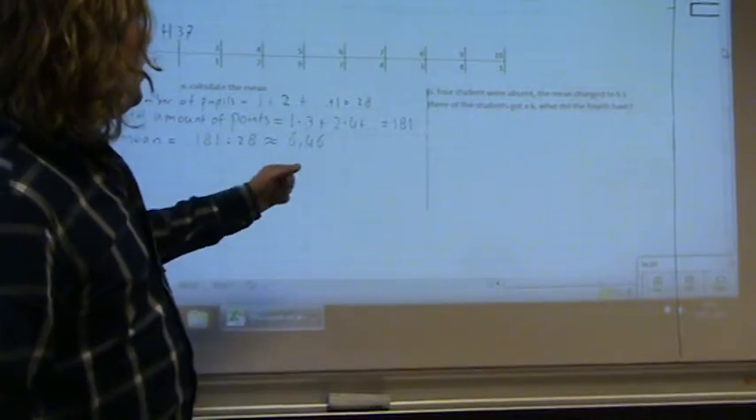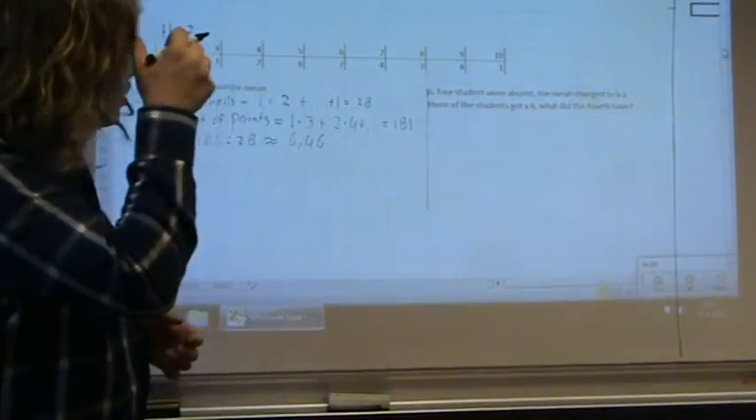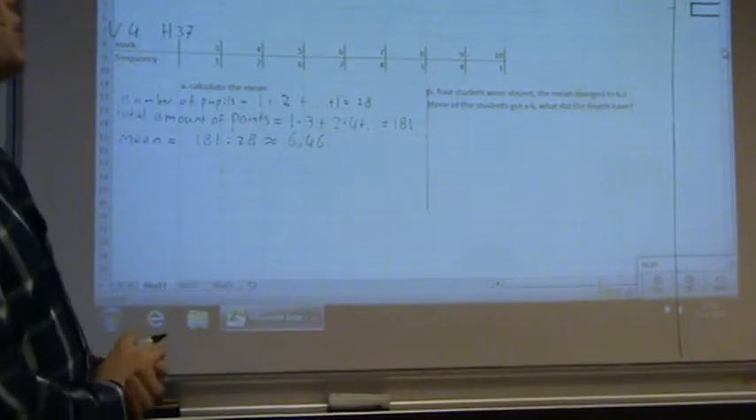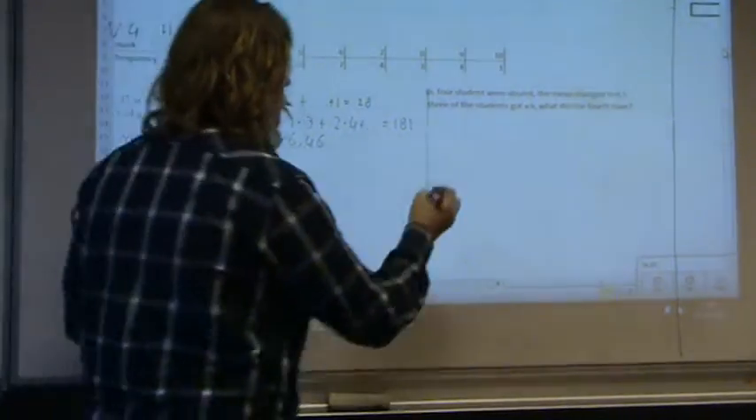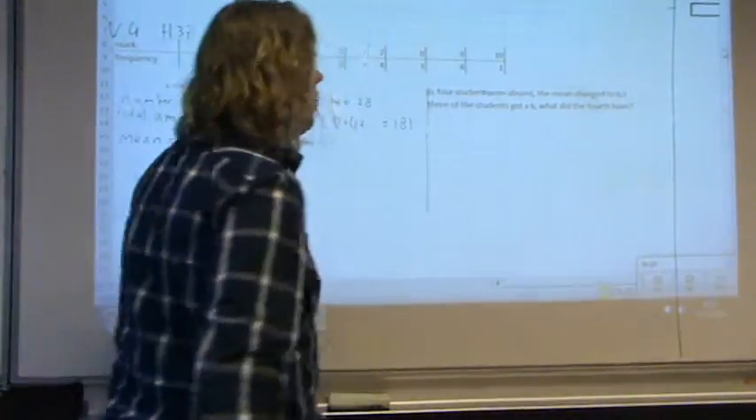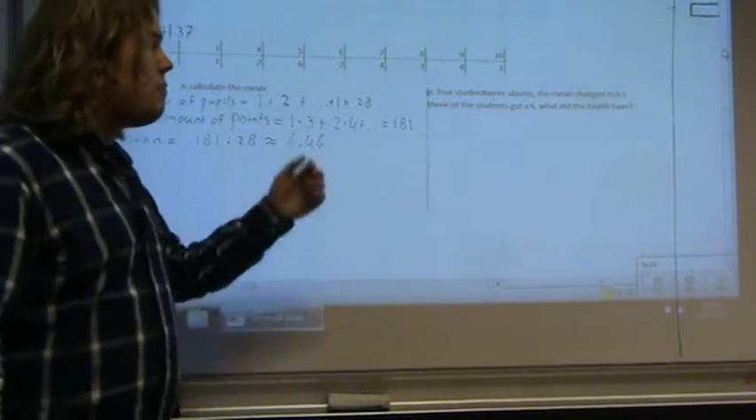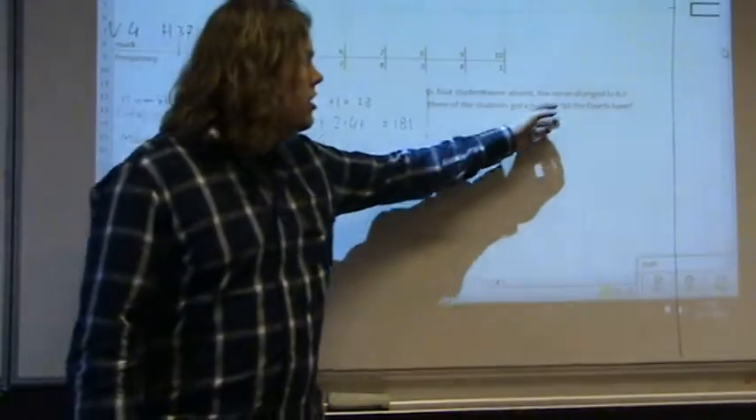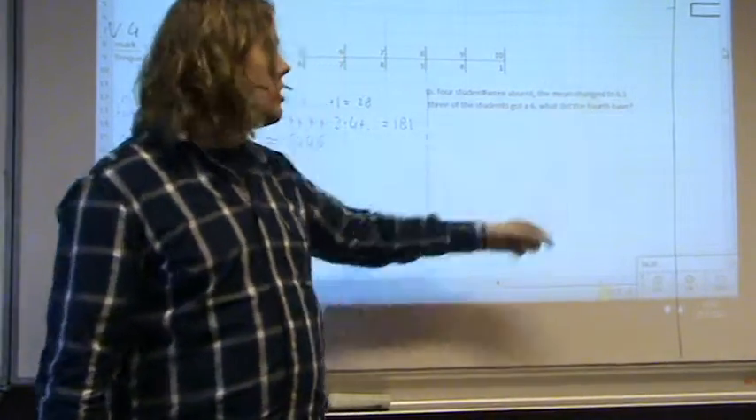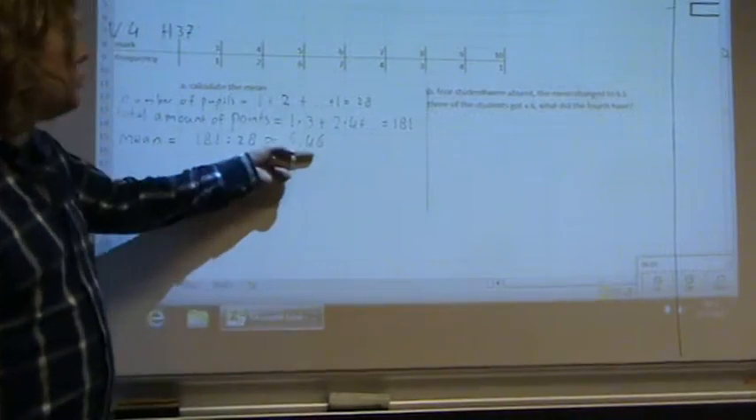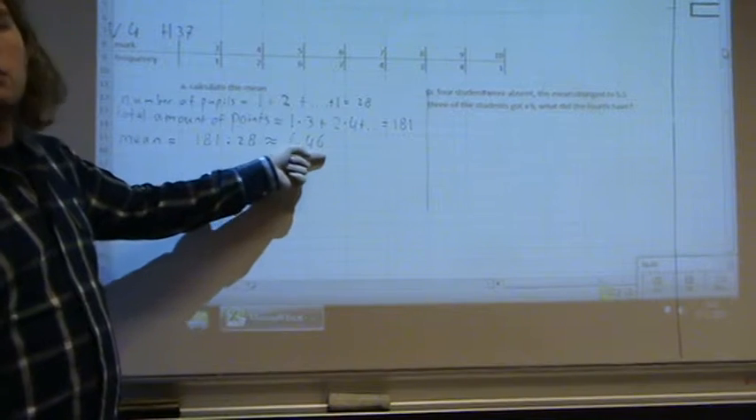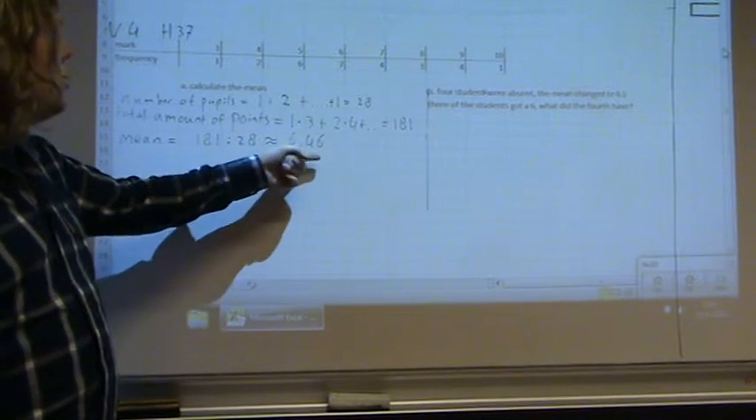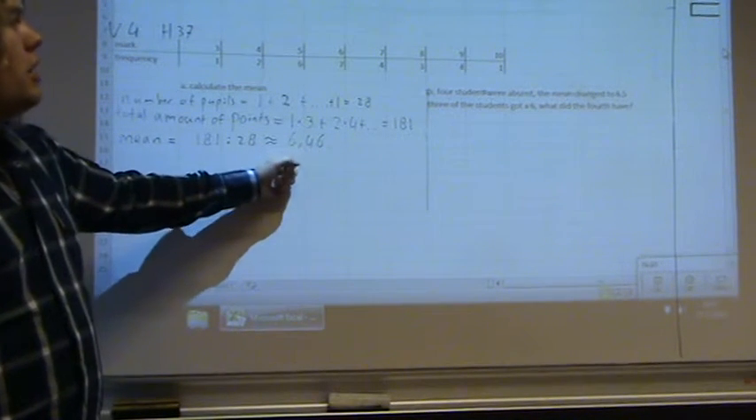Alright, question B. We have 4 students who were absent. They were absent, and when they came back they made the test. And when they made the test, the mean changed to 6.5. In the book it says 6.5 exactly. So not 6.46. If you round it off, it would be 6.5, but no, we have exactly 6.5.